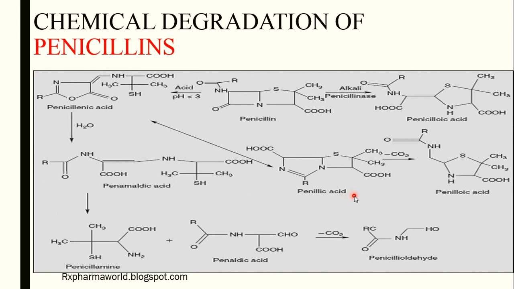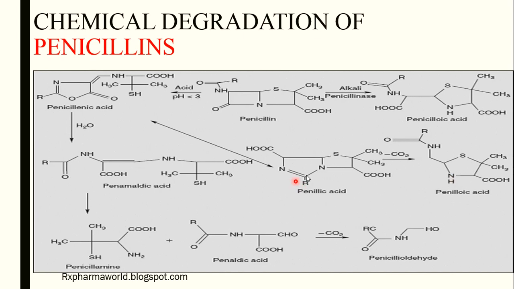What is the structure of penillic acid? Penillic acid contains a thiazolidine ring, and it also contains an imidazoline group. At this position, an alkyl group or aryl group, which is the R group, is present, and next here a COOH group is present. This is penillic acid. This penillic acid further degrades into penilloic acid by undergoing a decarboxylation reaction. What is a decarboxylation reaction? It is the same, these two reactions are the same. Removal of carbon dioxide takes place at this position. So we'll get this structure, that is penilloic acid.